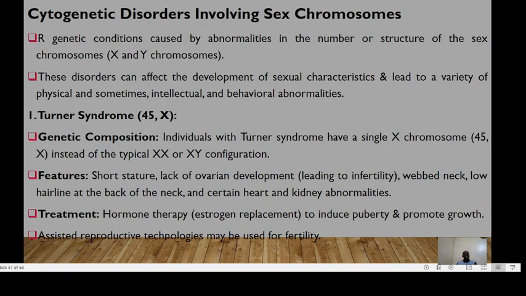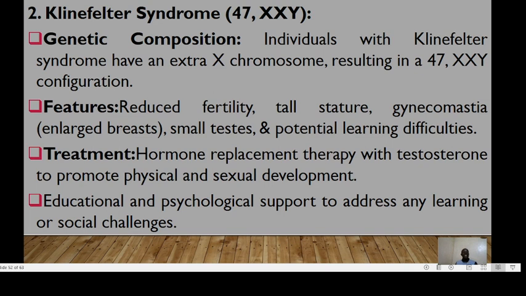The second condition among these cytogenetic disorders involving sex chromosomes is Klinefelter syndrome. Here individuals have an extra X chromosome and therefore have 47 chromosomes instead of 46. So they have an extra X chromosome.